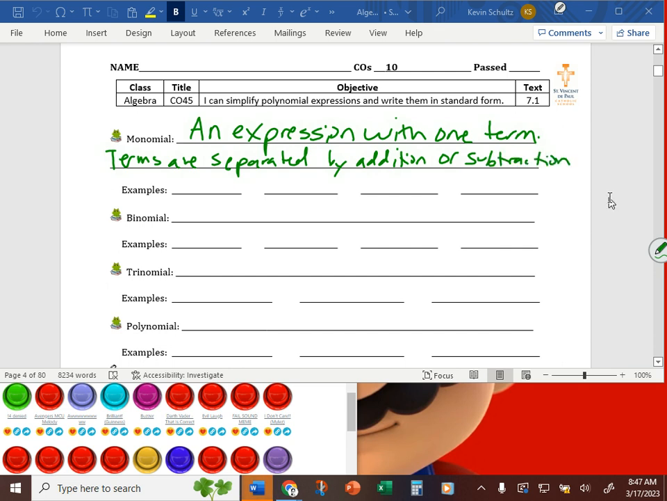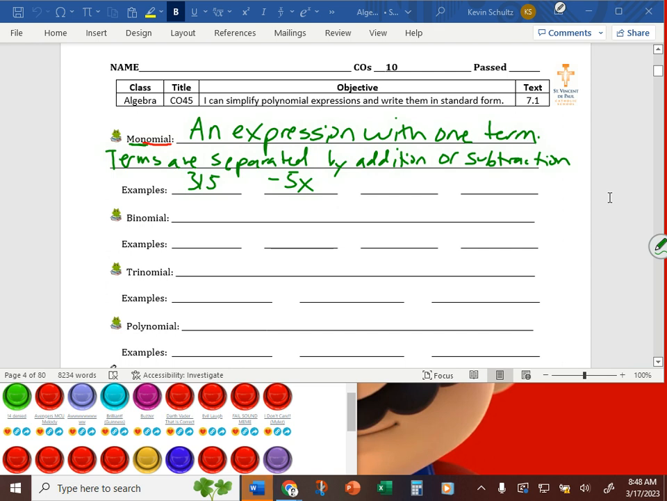Addition or subtraction. Okay? So it's an expression with one term, and we talked yesterday about how this prefix mono means one, and then nomial means term, right? So it's the combination of mono and nomial. It's one term. And some examples of a one-termed expression could be something as simple as 315. That's right. Or it could be something like negative 5x.